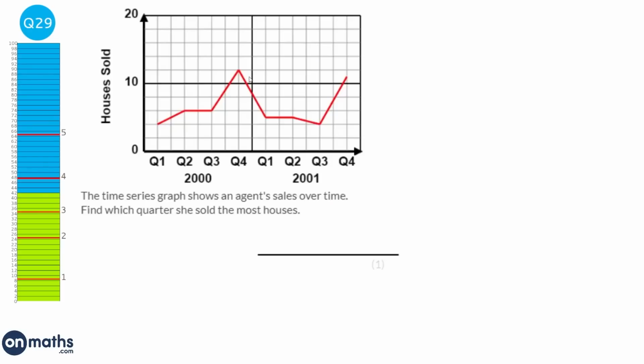So if we look at the graph, this point here is the biggest. This one comes close, but it's not the biggest. So the biggest would be this one. And if we draw a line down from there, we might think that it's enough to say Q4, but actually there's two Q4s here, so we must state the year as well. So Q4 in the year 2000.